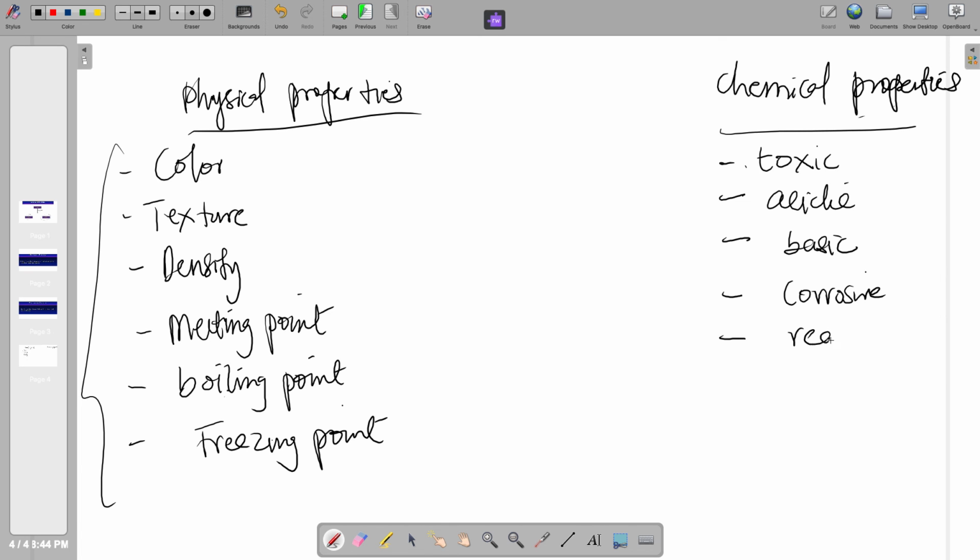Is my chemical reactive with other chemicals like acids, bases, and so on? So reactivity is also a chemical property. So these are a few examples of chemical properties. As you can see, you can identify a substance based on physical properties and chemical properties.